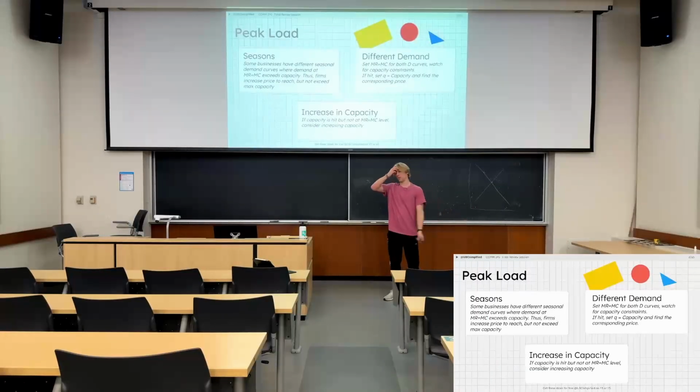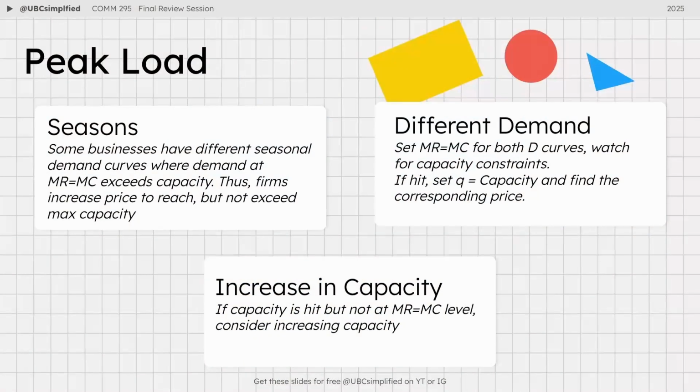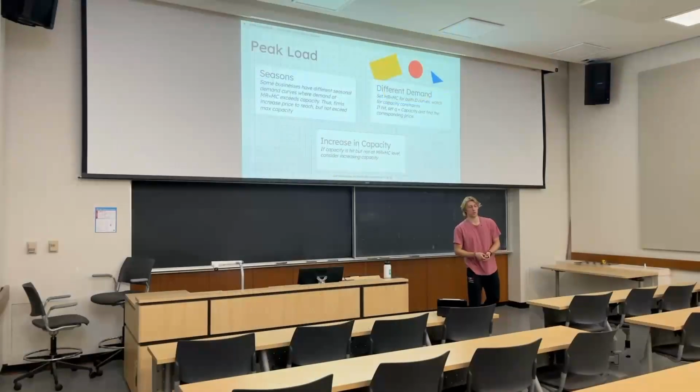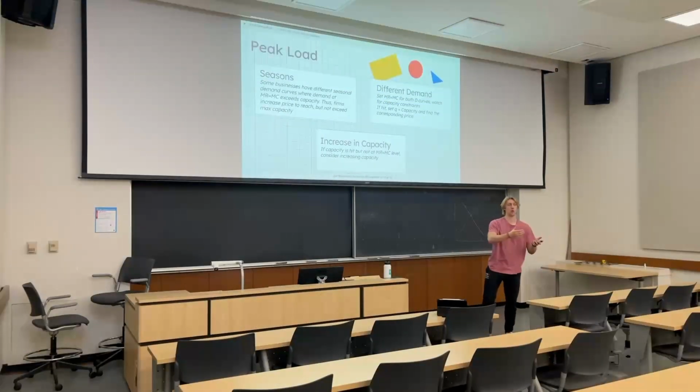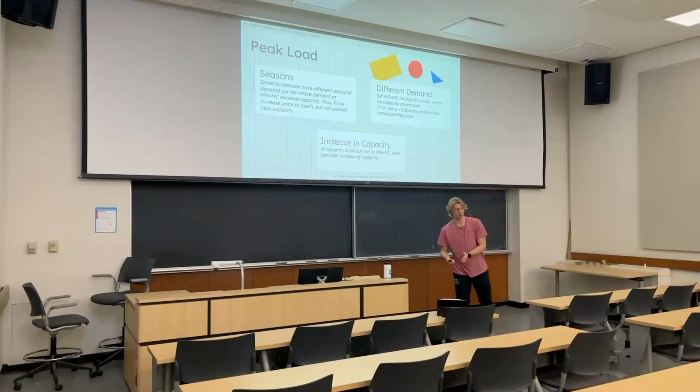And then the other type of pricing is peak load. So like a ski resort or a summer vacation, they have different demands depending on the season. And so what you're going to want to do is just set your marginal revenue for each of these seasons equal to your marginal cost, and that'll kind of figure out your quantity.